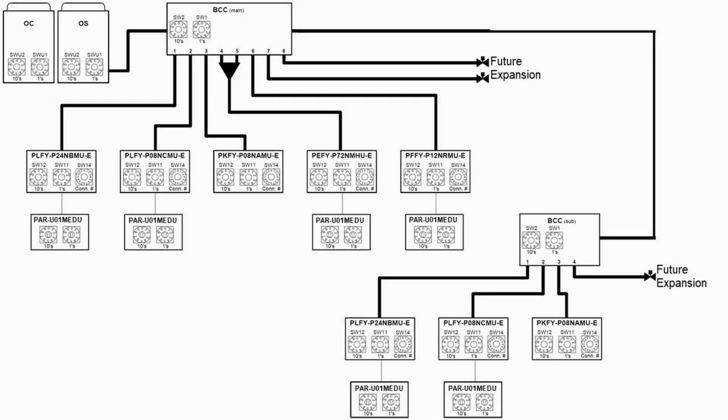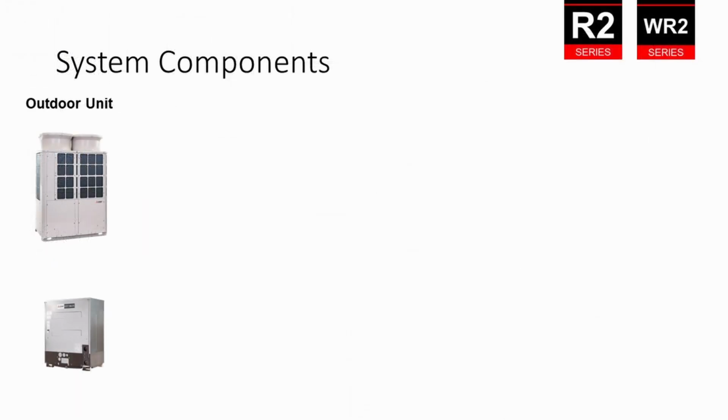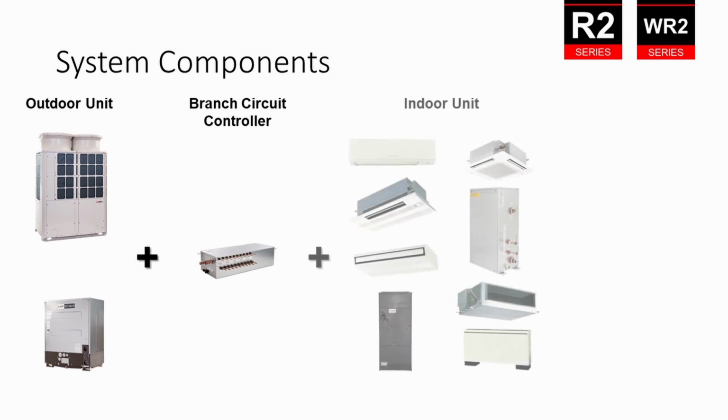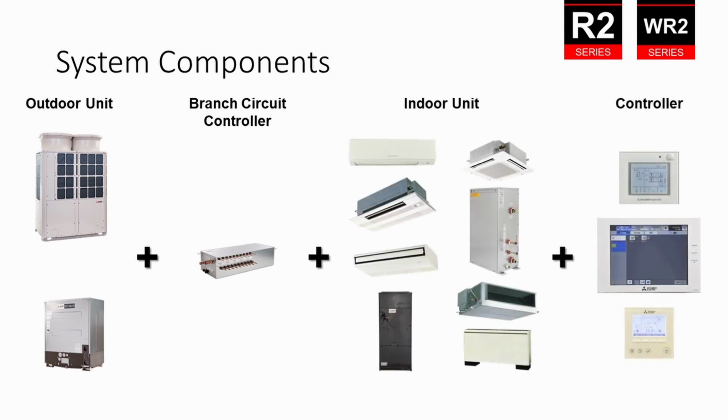Each component in a city multisystem must have a unique address, not unlike a phone number, so that the indoor units and your outdoor units, your controllers, can all communicate with each other.